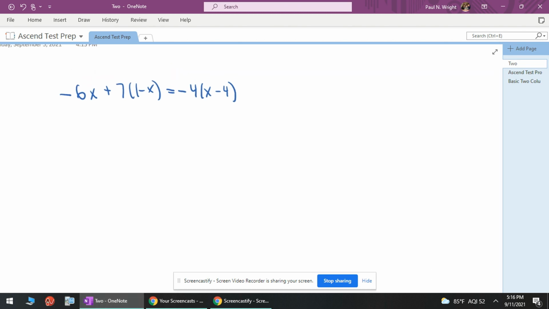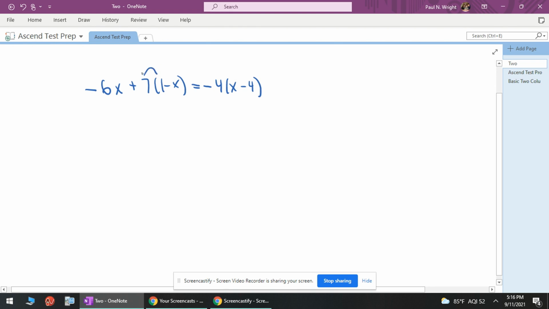Taking a look at equations that have variables on both sides. When looking at this equation to start, the first thing you want to do is distribute. If I look on the left-hand side, we should draw our arches, and this is going to give me negative 6x, and then plus 7 times 1, which is 7, minus 7x equals, distribute, negative 4x plus 16. Why plus 16? Negative times negative is positive.